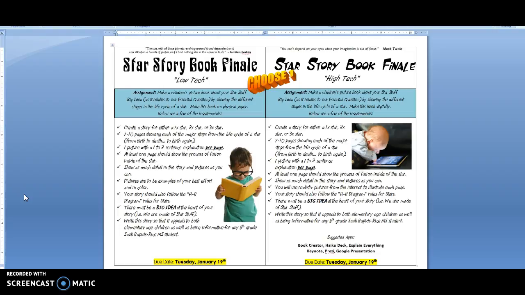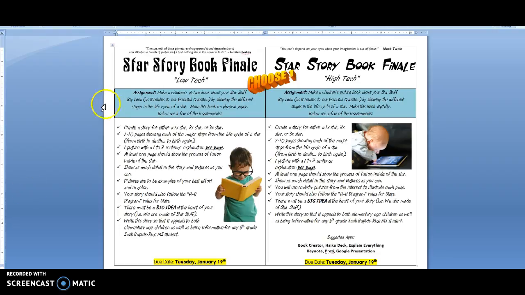We are going to be doing a book as kind of our final project for star stuff. And this book is going to be like a children's book because the life of a star is very much like a story. It has a beginning, a middle, and an end. And in the case of stars, the end is actually then the beginning of another story. So there's a lot of potential here for you to write a children's book.